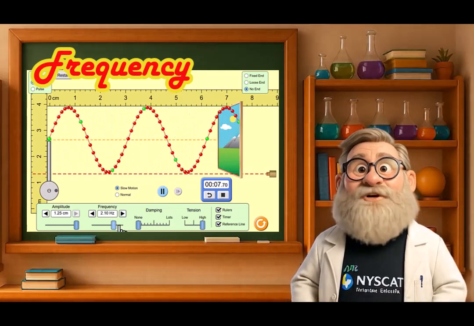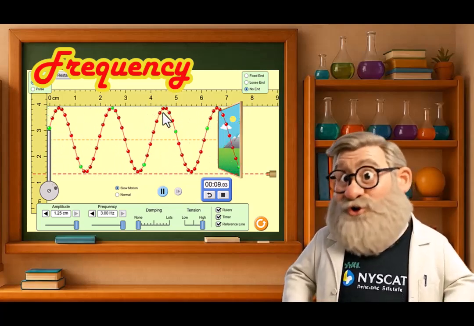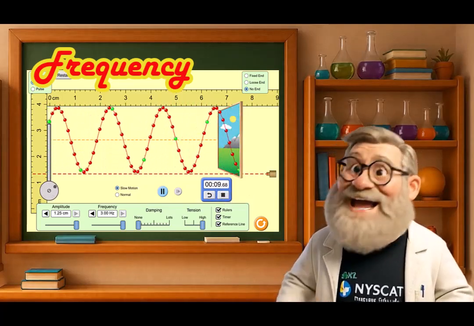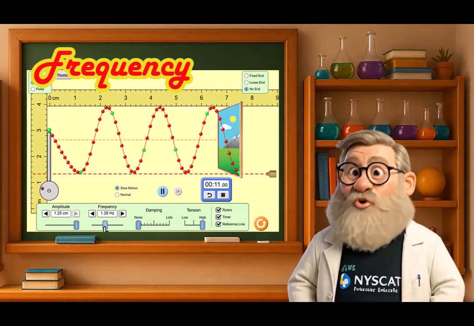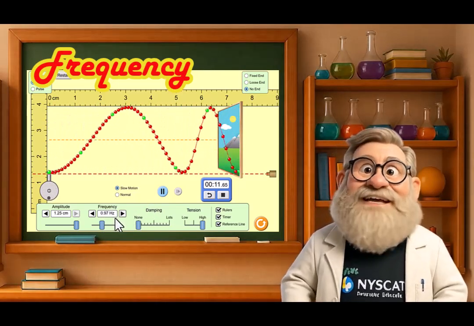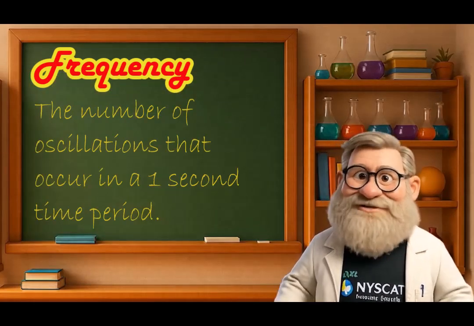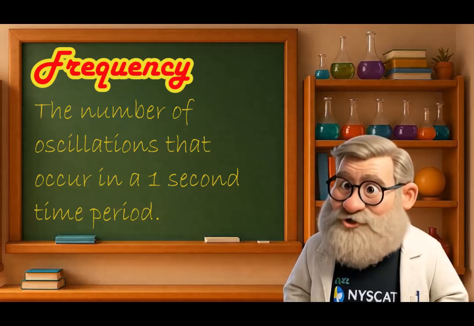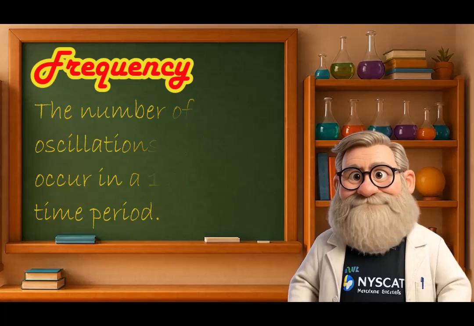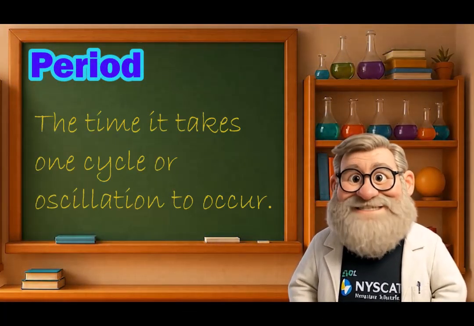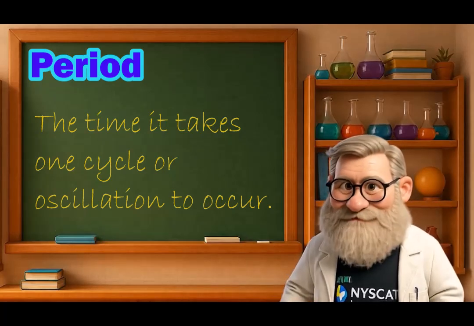Higher frequency means more waves packed into a shorter time, and usually a shorter wavelength. For example, a high-pitched sound has a high frequency, while a deep bass note has a low frequency, and light blue has a higher frequency than red. So frequency helps us understand how quickly a wave is delivering its energy, and it's a key to understanding both sound and light.